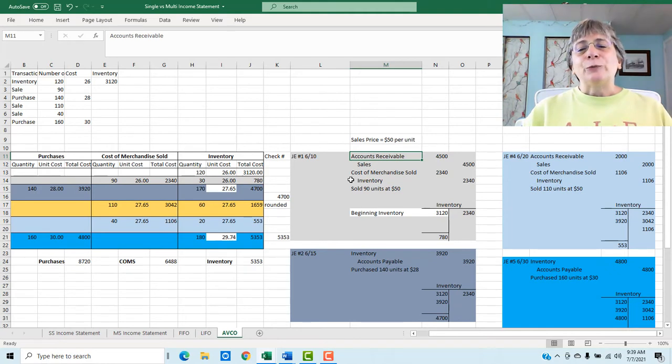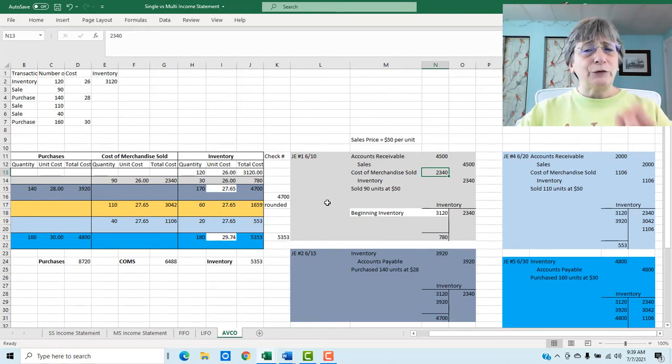So here's our accounts receivable for $4,500. We're assuming a $50 sale price to our customer, and we've recorded our revenue sales, a credit of $4,500. Our cost of merchandise sold, we're grabbing right from here. This is our 90 units at $26 for $2,340. So we're debiting our cost of merchandise sold to recognize the expense that goes along with that revenue. And we are reducing our inventory by those units that we've sold.